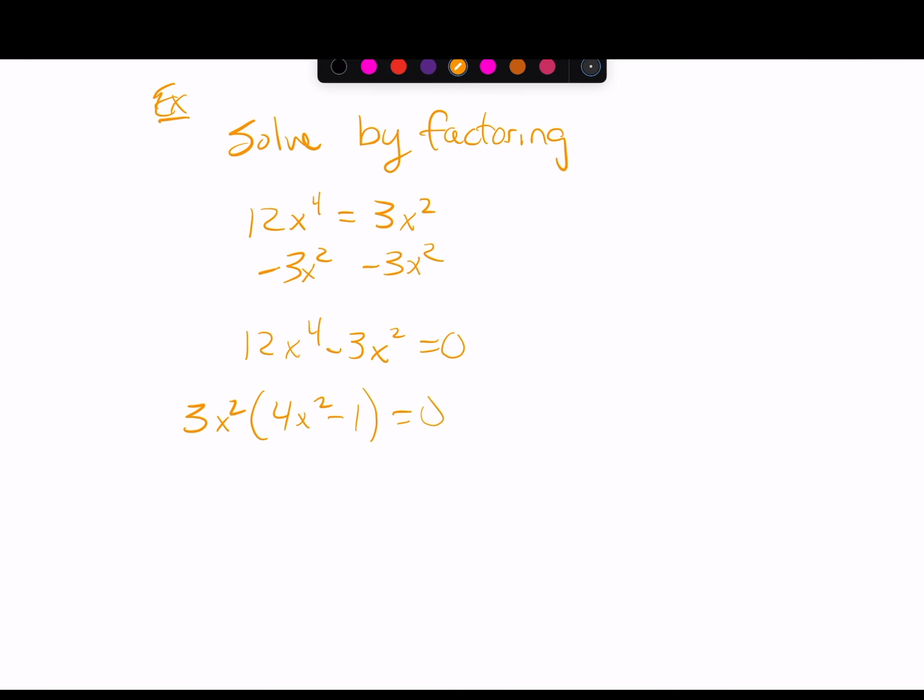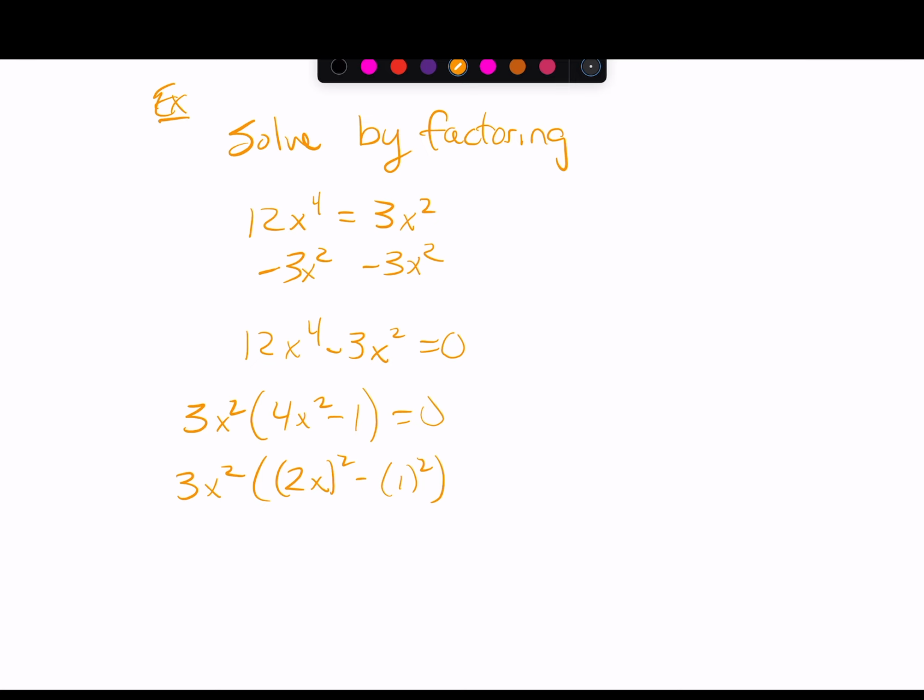Now, can we factor this any further? Can we do anything with the 3x squared? Well, we can't do anything with the 3x squared. Can we do anything with the 4x squared minus 1? Does that look familiar to you? Is that one of the special cases that we've seen before? Well, to me, it looks like that's a difference of squares. Let's rewrite it: 3x squared times 2x quantity squared minus 1 squared.